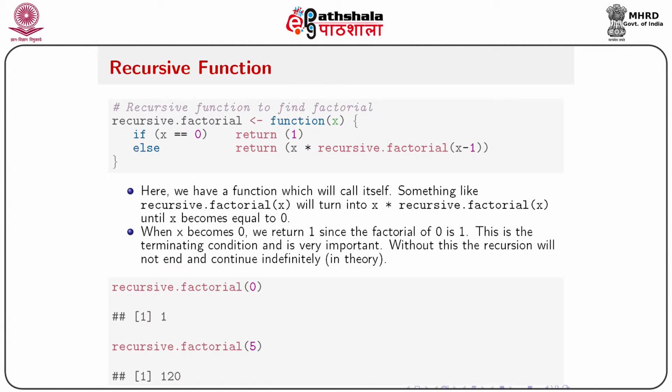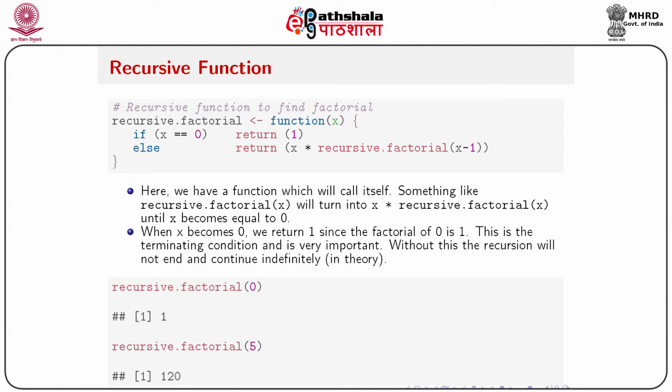Next we will see how we can define a recursive function. I'm starting with this example of generating the factorial. So how to calculate factorial by your own function. The recursive function is function x. Then if x equals 0, return 1. Else return x into recursive dot factorial x minus 1. So the same function that I am defining, calling itself within the same function. That is the recursive use of the function, and that will generate the factorial.